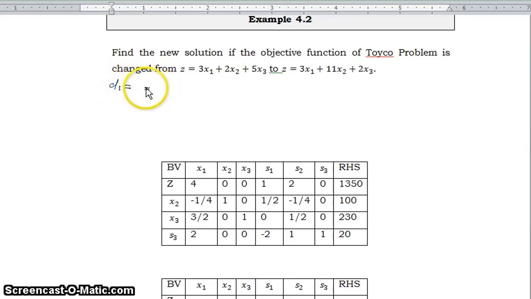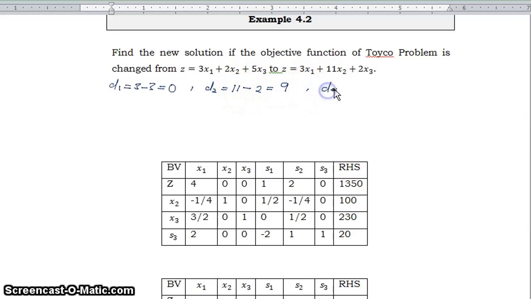D1 is the change in revenue of X1. We know the new price of X1 is 3 and the old price is 3, means there is no change made to the revenue of X1. For X2, the new revenue is 11 ringgit and the old price of this type of toy is 2 ringgit. So D2 is 11 minus 2 is 9.